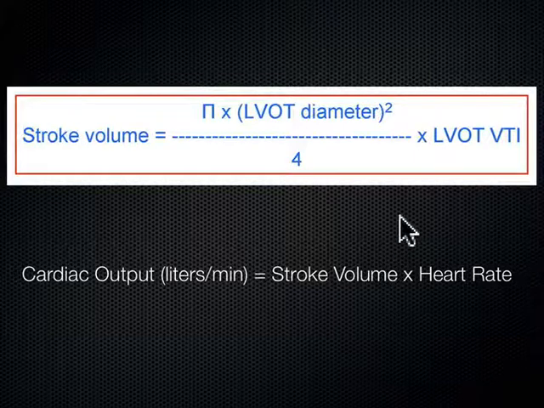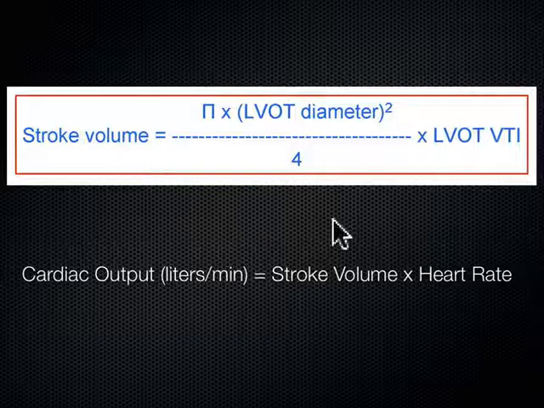So to summarize, we got the LVOT diameter, we measured that ourselves, we gave that to the machine, and then the machine squared that times pi divided by 4, and then it takes that and multiplies it by this term right here, the LVOT velocity time integral, and that gives us stroke volume. And by the way, since it's watching the pulsations of the heart, it knows what the heart rate is. So it takes that stroke volume, multiplies it by the heart rate that it's watching, and gives you cardiac output at the bottom of the screen. And it looks a little something like this.